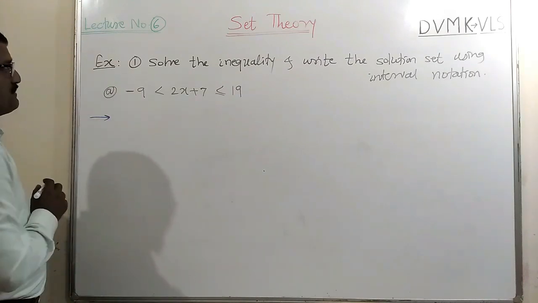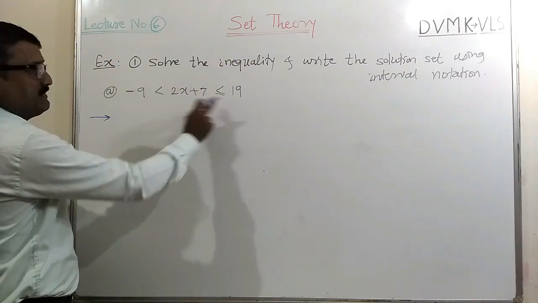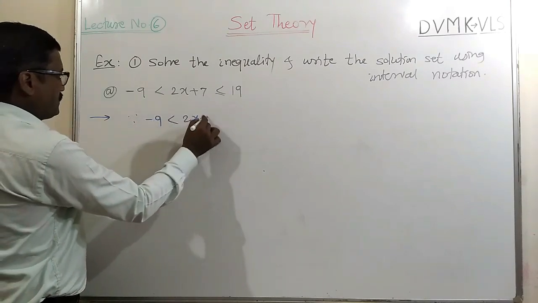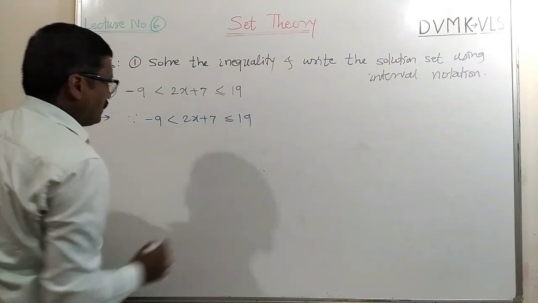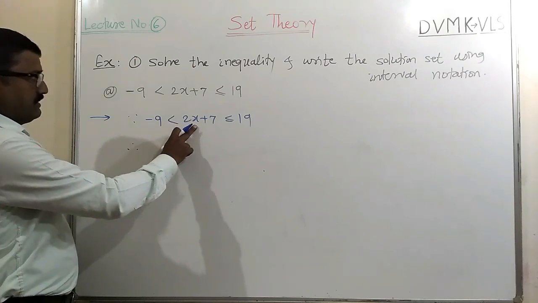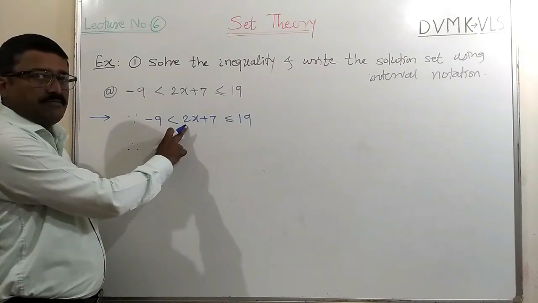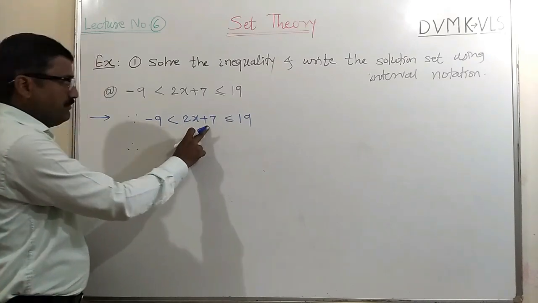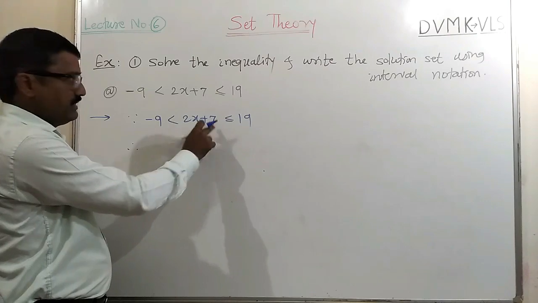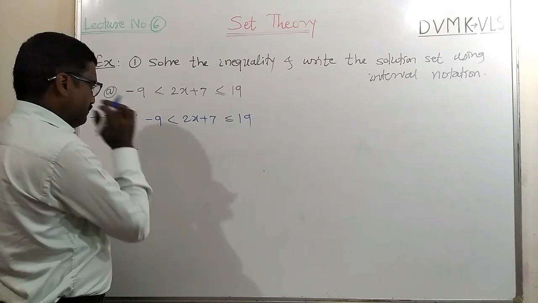Let us see the solution of this inequality. Solve the inequality means we have to find the values of x satisfying these inequalities. Since minus 9 is less than 2x plus 7 is less than or equal to 19, what do we have to do here? We have to find the value of x. So we have to eliminate this 7 and the multiple 2. For that, to eliminate 7, we have to subtract 7. If we subtract 7, then it remains only 2x. So subtract 7 from all the terms of this inequality.